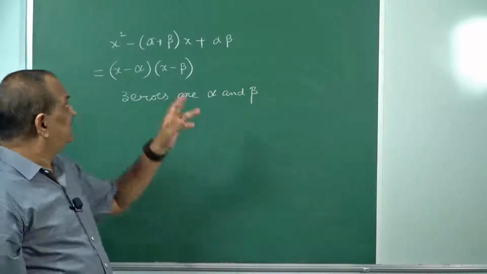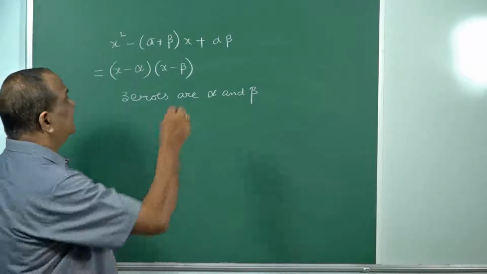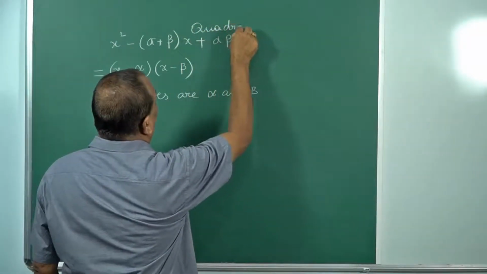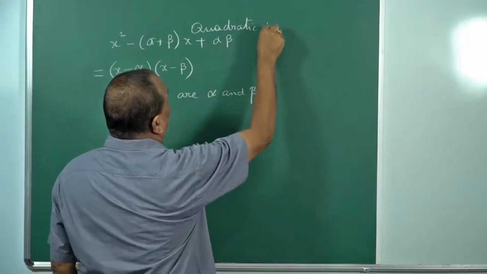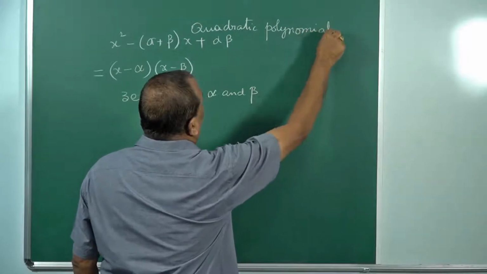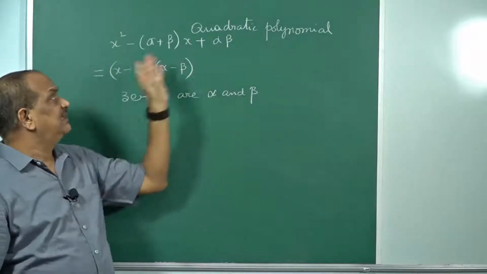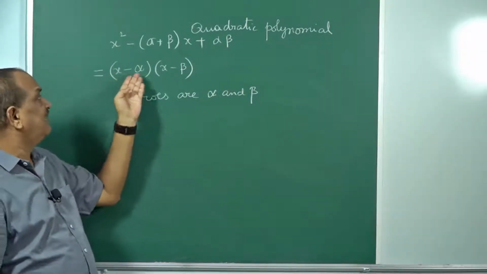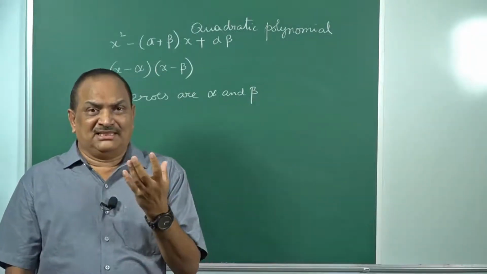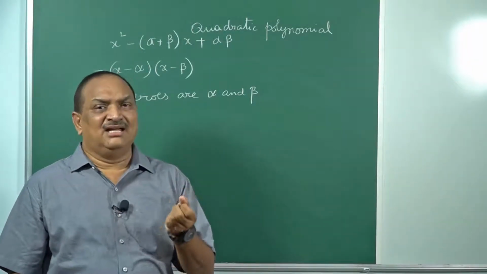Once again, if this is the polynomial given to you, a quadratic polynomial, because this is a second degree one, and this is the quadratic polynomial we are considering. And this quadratic polynomial is factored like this. These are the two factors. And when you look at the factors, you can find out the zeros of the polynomial. So there are two zeros here, alpha and beta.